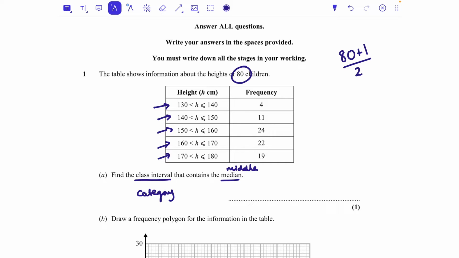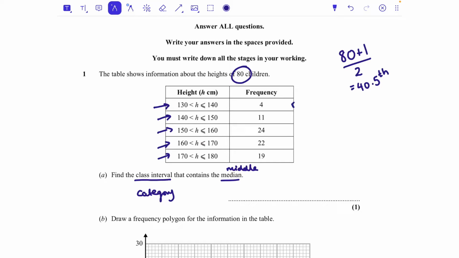So that's 81 divided by 2, which is 40.5. So that means the 40.5th piece of data is in the middle. That means the middle number is between the 40th child and the 41st child. So where are those children? Where are those middle 2 children?